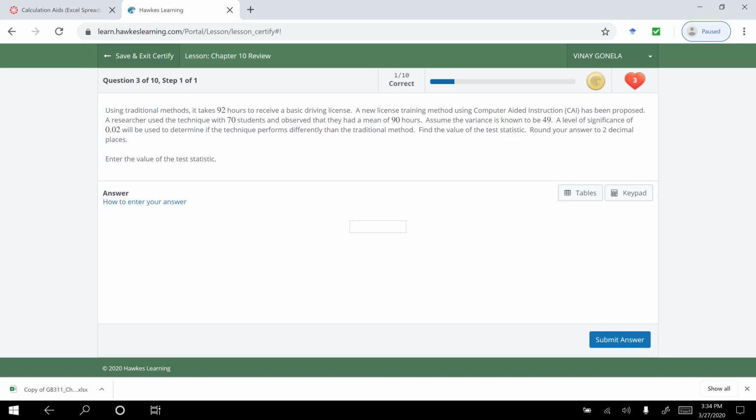Okay, it's the same problem which we did. So we'll do this problem and try to end this lecture. This problem says using traditional methods it takes 92 hours to receive a basic driving license.